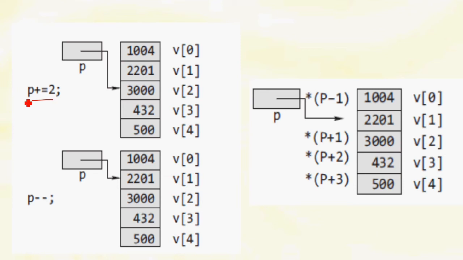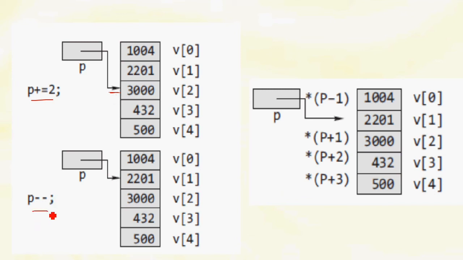So P plus 1 means it points to the second array element. P plus 2 means it points to the third array element. So now the pointer points to the third array element. So now if you use star P, we will get 3000. So now the pointer is in this place.